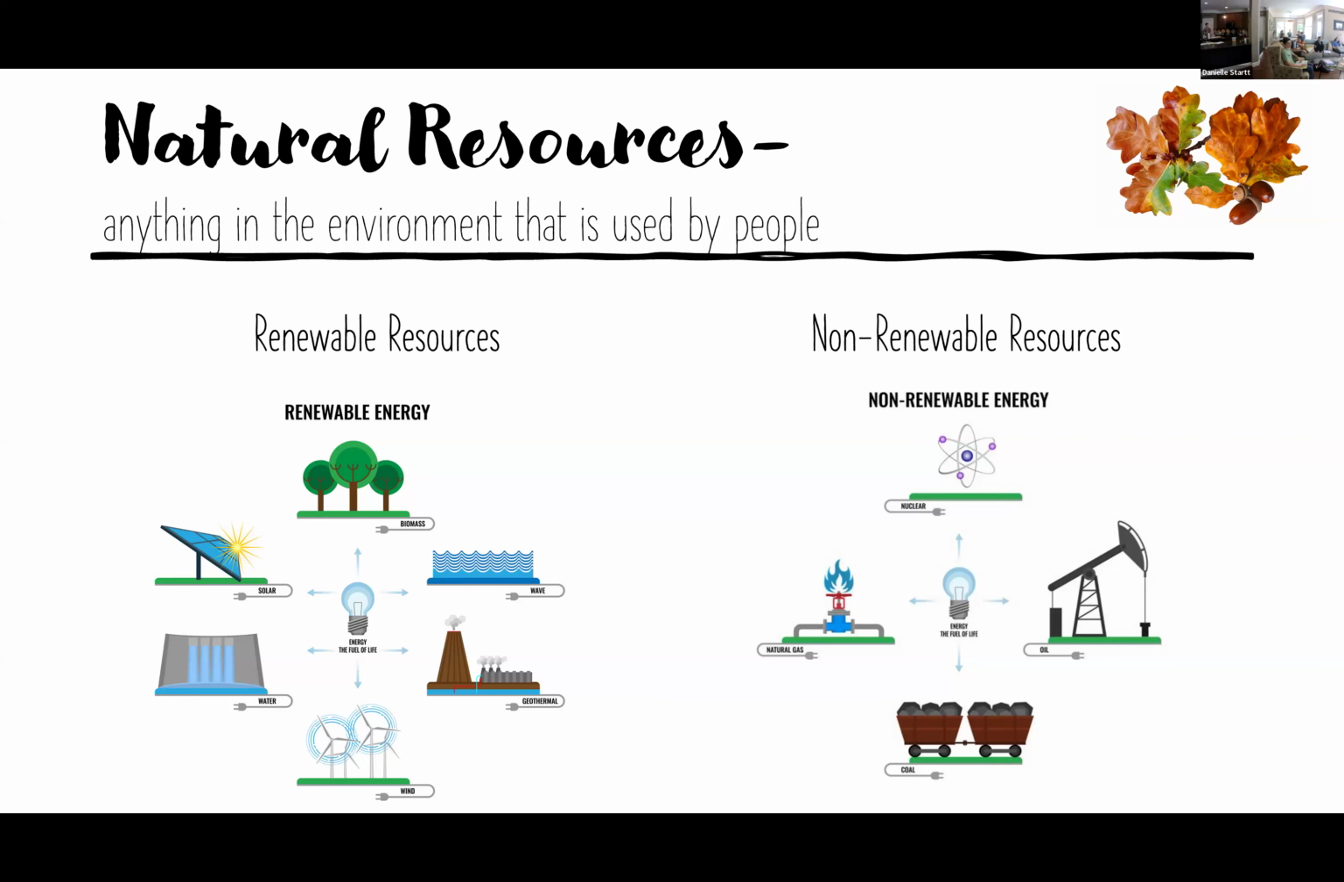So trees and biomass are considered renewable, even though that individual tree is now gone and gone forever because you've chopped it down and killed it. The forest can be renewed in a reasonable amount of time, right? And then you also have things like solar, wind, water, wave, and geothermal. And those are all sources of energy that are considered renewable.